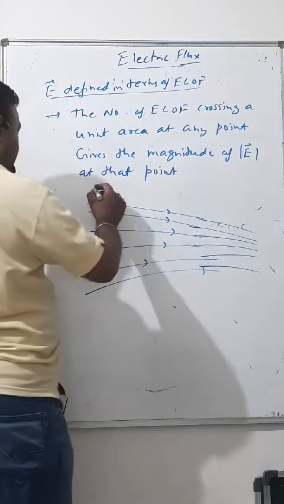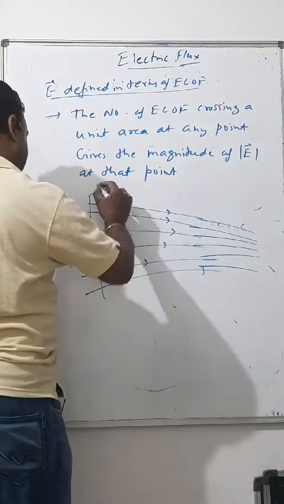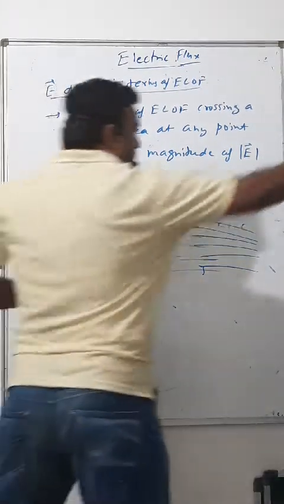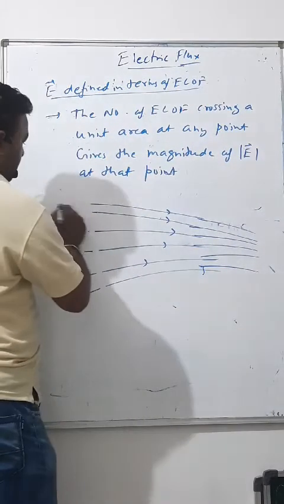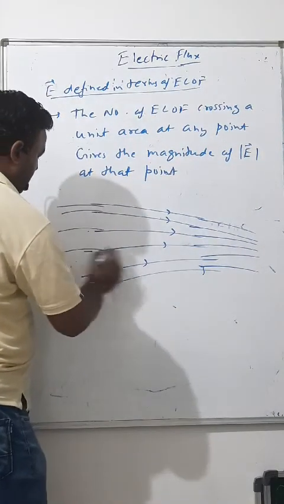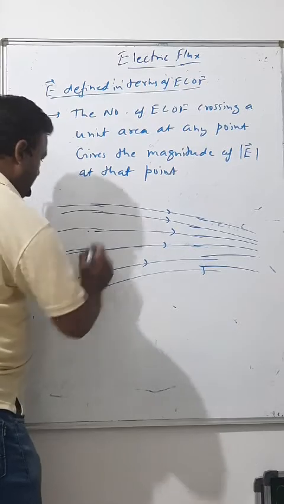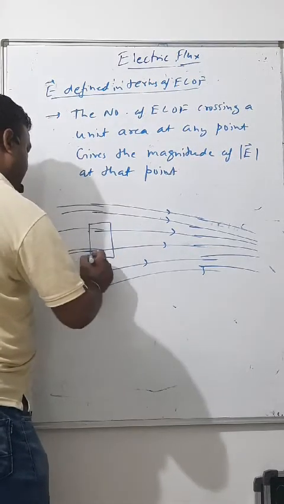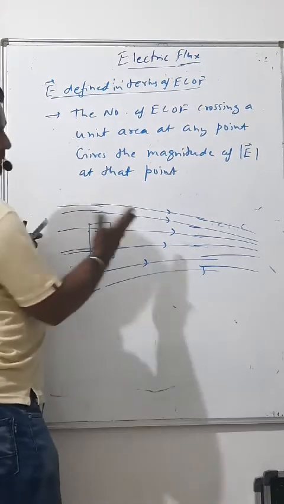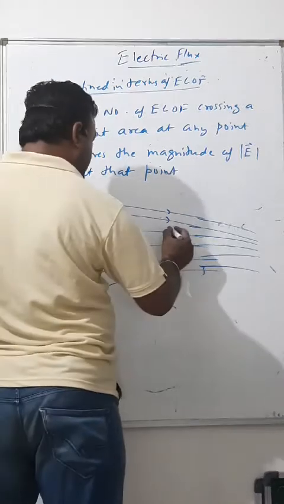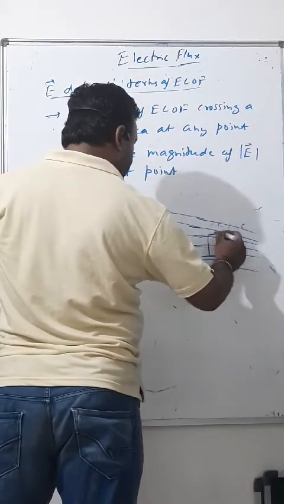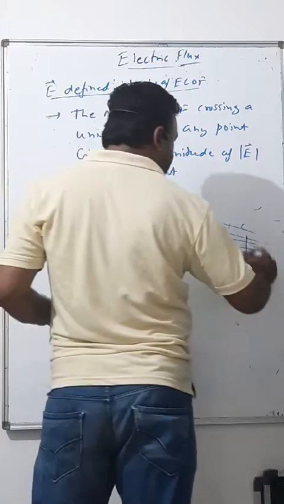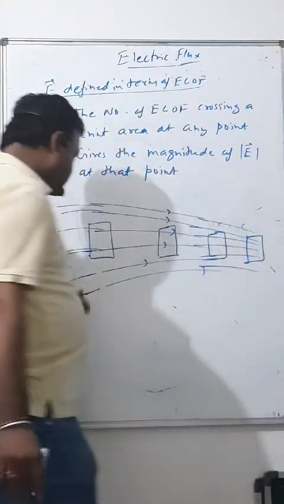I take unit area, this better sign, for the diagrammatic convenience. Suppose I have this amount of unit area placed in this way, right? I place this unit area here also. I place this unit area here also. I place this unit area here also.